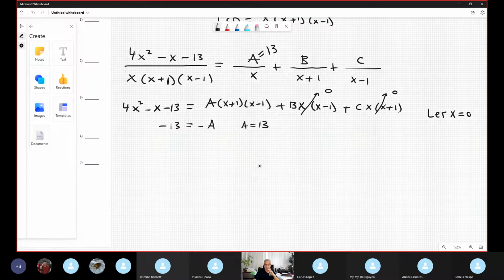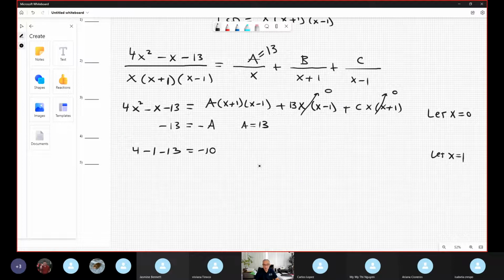Okay, let's do x equal 1. This 1 is different because this is 4 times 1 squared. Obviously, 1 times 4 is 4. That's 4 minus 1 minus 13. Okay, 4 minus 1 is 3. 3 minus 13 is negative 10. The answer is negative 10.